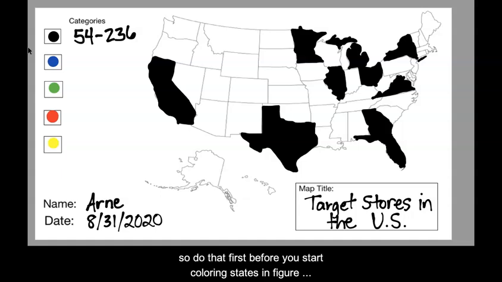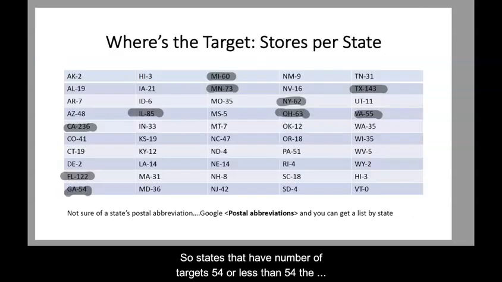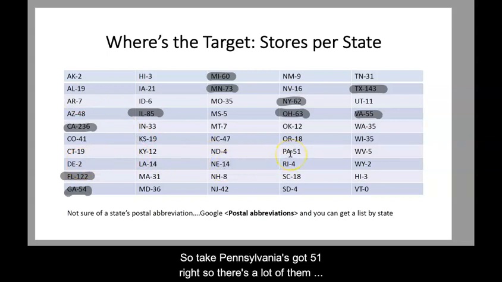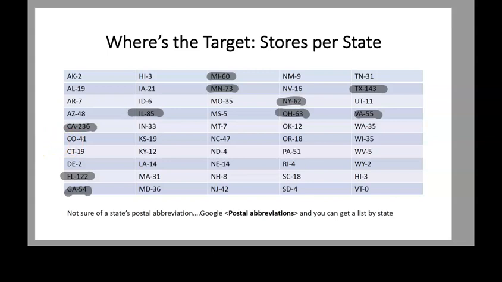So do that first before you start coloring states in. Figure out which next 10 states would be the blue ones. So states that have number of targets 54, less than 54, the next 10. So you might start with, it looks like Pennsylvania's got 51, right? So there's one of them there. And then it looks like Arizona has 48 and Colorado has 41, so on and so forth. So find the next 10 and have those states be blue.